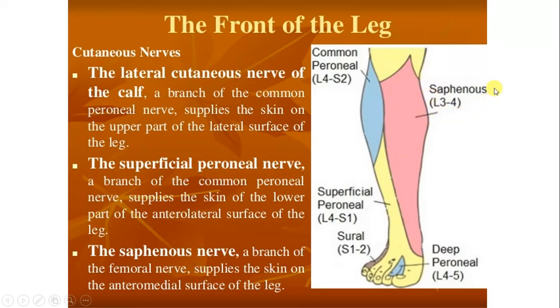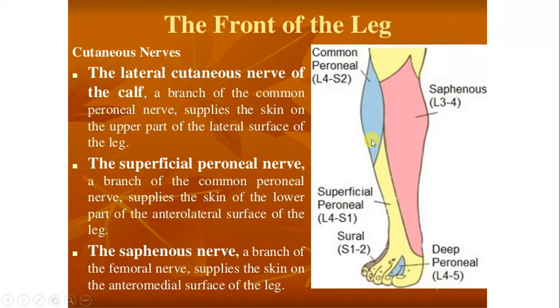We know that this nerve, the saphenous nerve, which was a component of the contents of the adductor canal, leaves the adductor canal, piercing the fascia, and then becoming the cutaneous nerve, supplying the medial side of the leg and part of the posterior side of the leg, and this is having L3 and L4 components.